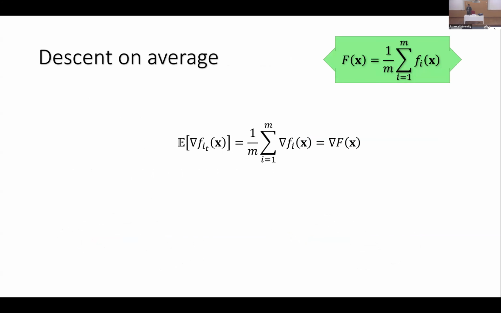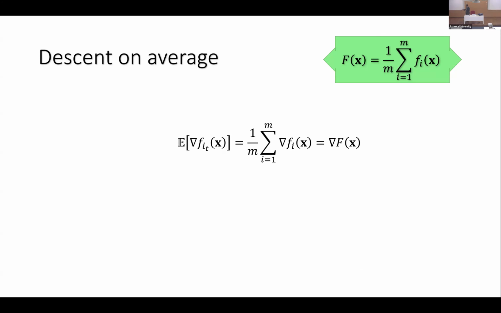So the reason this could happen, first of all, one intuition is that direction that we were talking about. If we fix x to something, for example, x could be fixed at a particular value, that direction is a random quantity because I_t was random. Because I picked it from 1 to m randomly, so it was a random quantity. Its expectation is actually equal to the gradient of the full objective function.